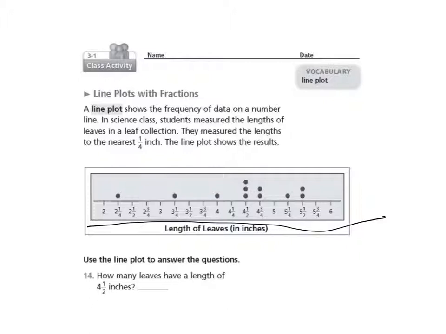So, if we use the line plot to answer the questions, how many leaves have a length of 4.5 inches? Well, I look at 4.5 inches, and there are 3 dots. So my answer is 3. Finish this. The next page on the back would have you making your own line plot. Because we didn't do this as a whole class and you're doing it at your own pace, don't worry about that page. Don't do that page at all.